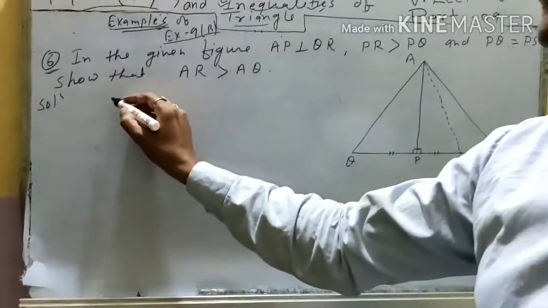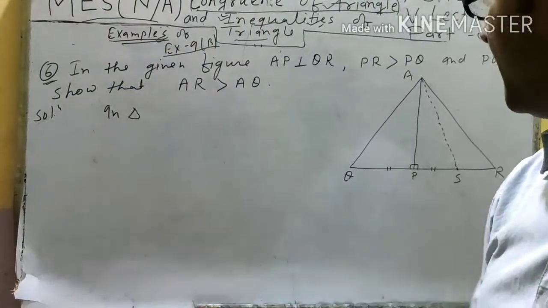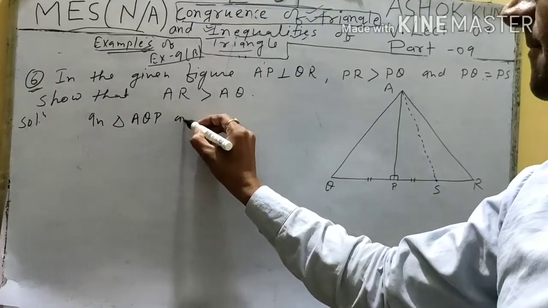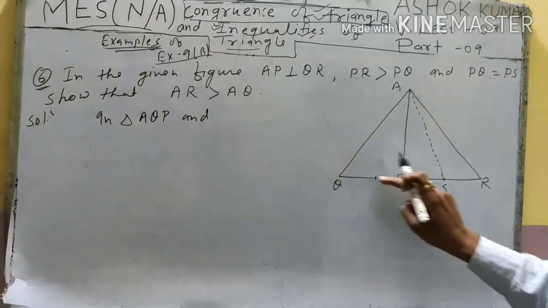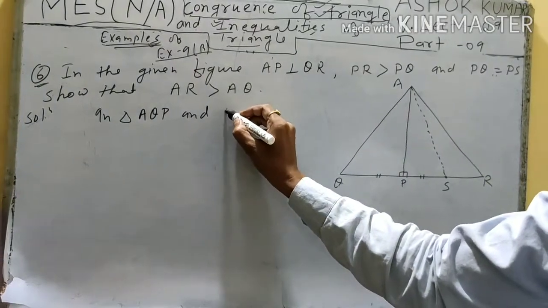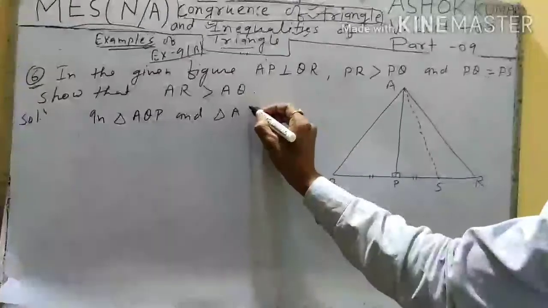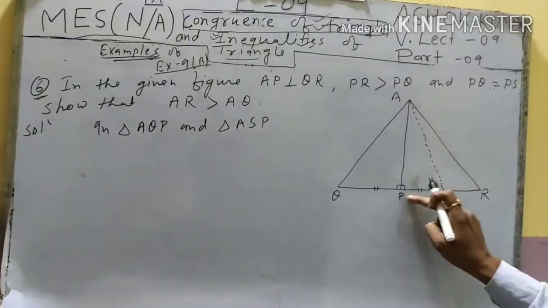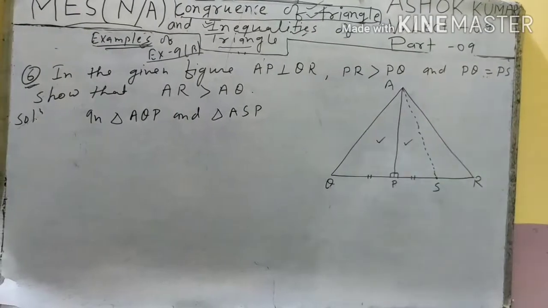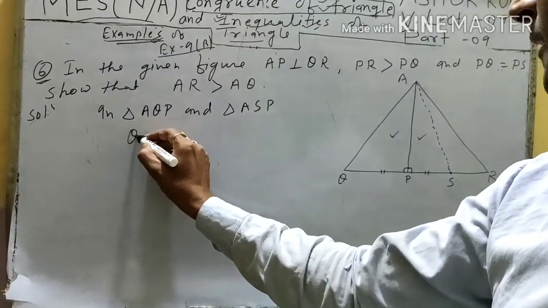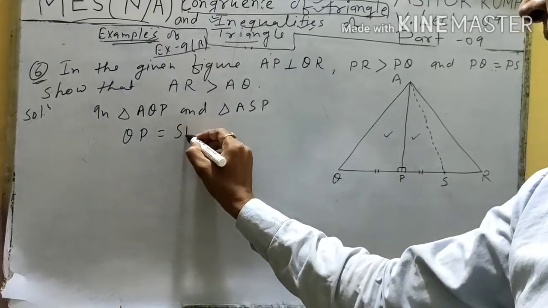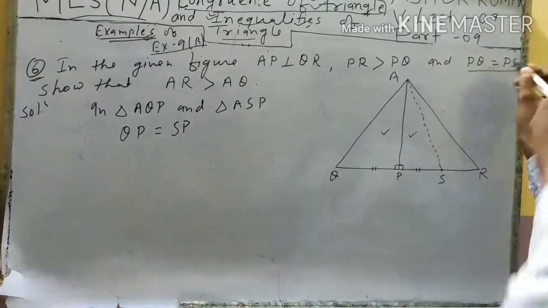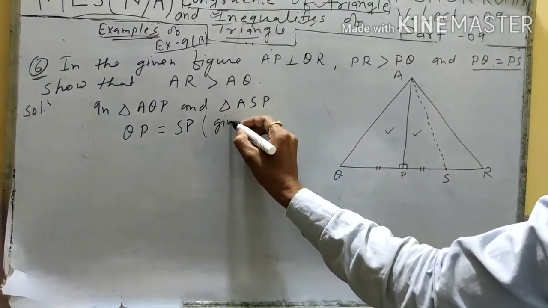Okay. Take two triangles. Triangle AQP and triangle ASP. AQP and ASP. In these two triangles, student, QP is equal to SP. Yeah, PQ is equal to SP. This information is given. This is the given information. Okay.